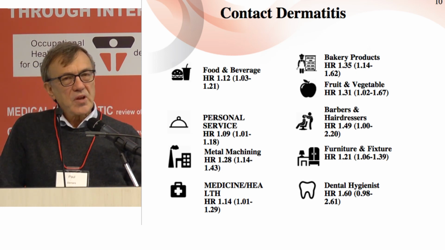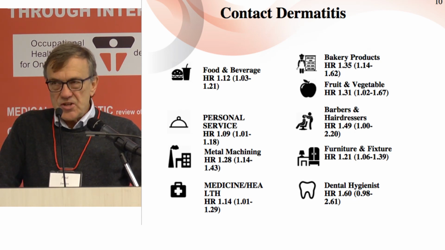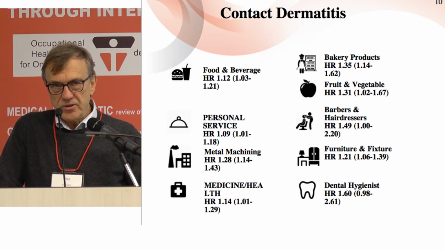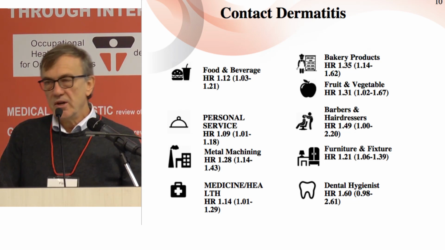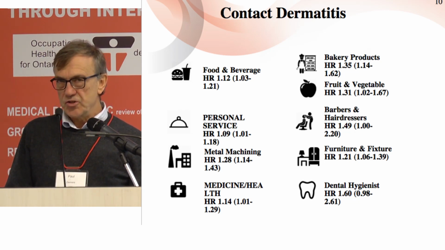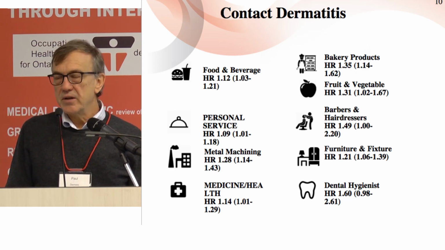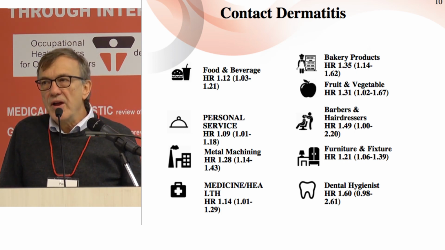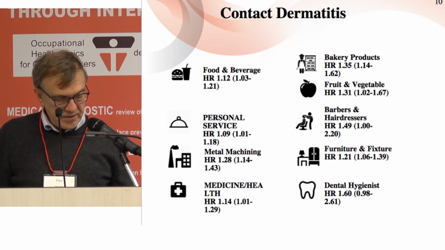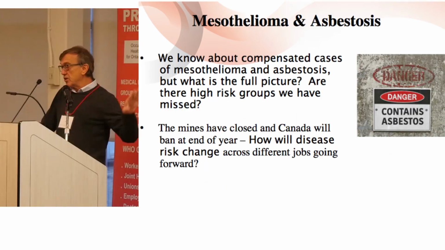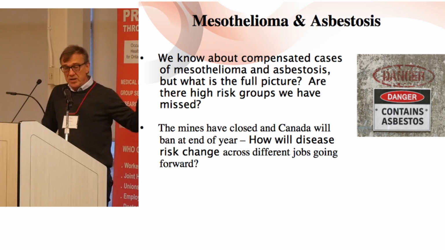The Occupational Disease Action Plan currently has three kind of priorities. One is noise, one is allergens and irritants, and the third one is diesel exhaust. But fourth and fifth on there are asbestos and silica. So I'm just going to give a few results in that area as well.